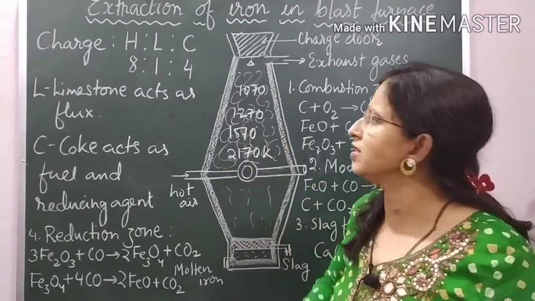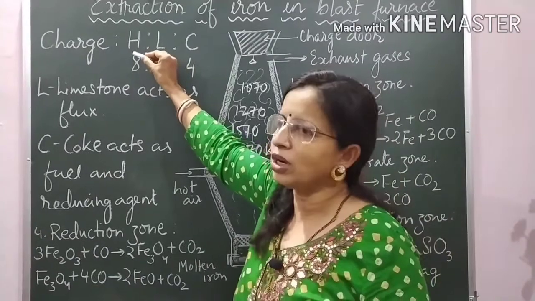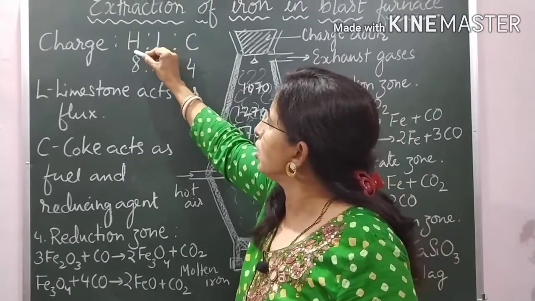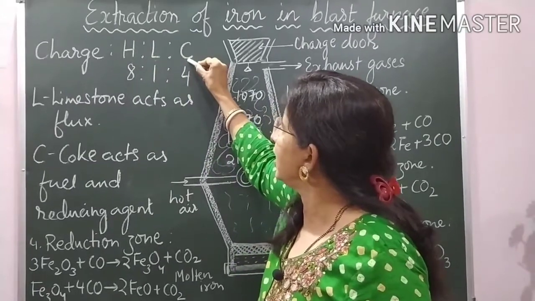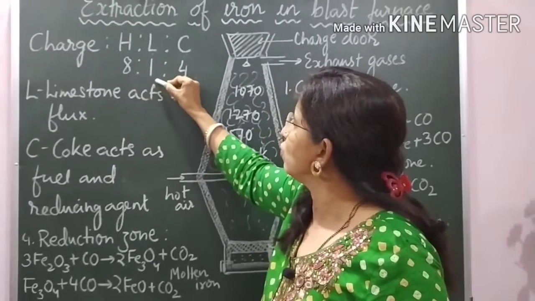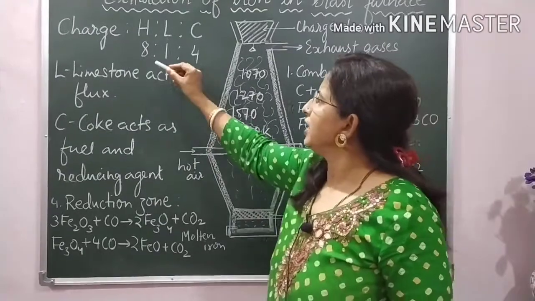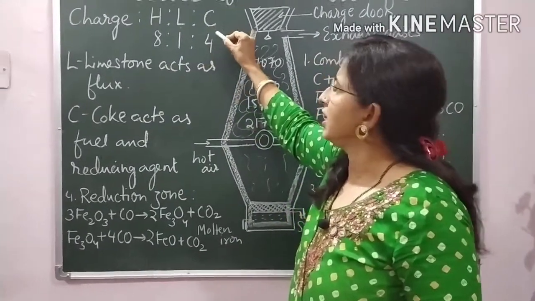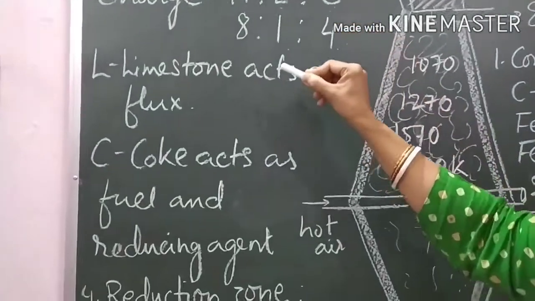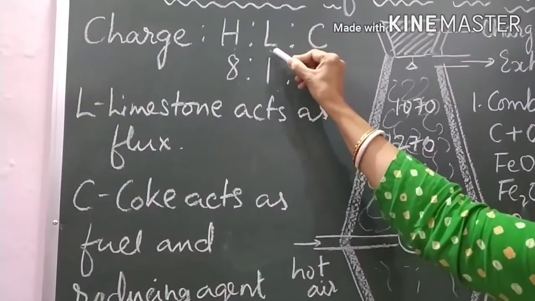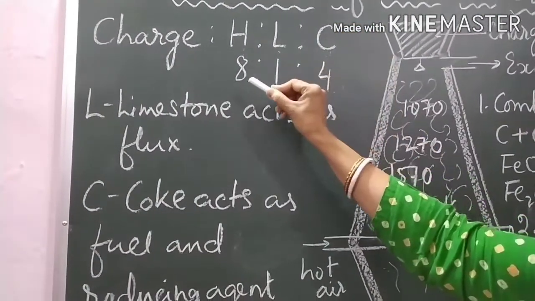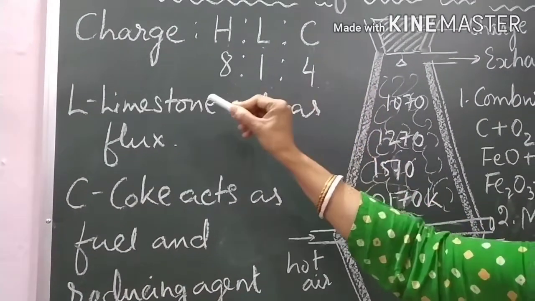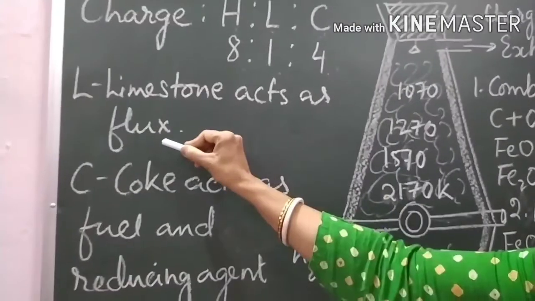So what is this charge? Charge is a mixture of HLC in the ratio of 8:1:4. H is hematite, L is limestone and C is coke. So charge is a mixture of hematite, limestone and coke in the ratio of 8:1:4. Limestone acts as flux in the furnace.